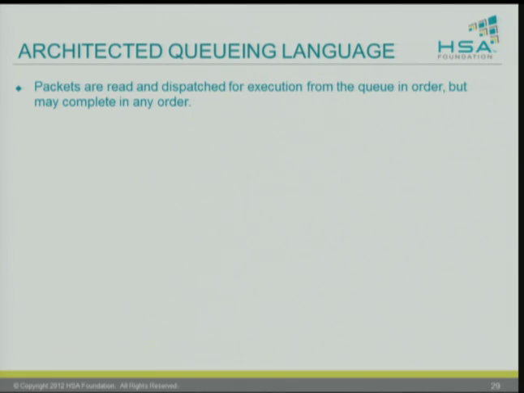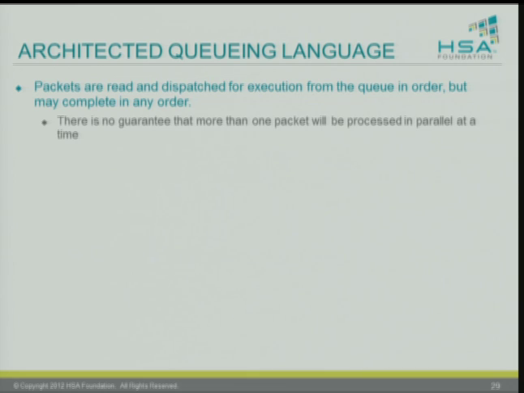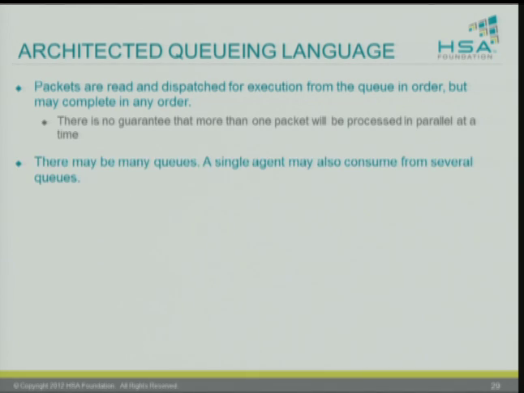So packets are read and dispatched for execution from the queue in order, but they may complete in any order. We have to have some architectural language in order for people to understand how to actually use these things and reason about whether or not their programs will deadlock or not. So there's no guarantee that more than one packet will be processed in parallel at a time. An implementation is free to process as many at once, but there's no architectural guarantee that there's more than one.